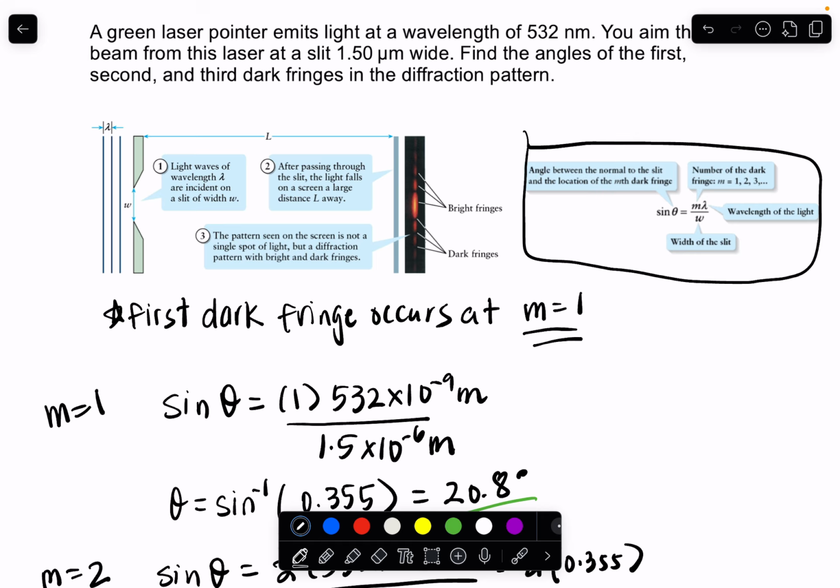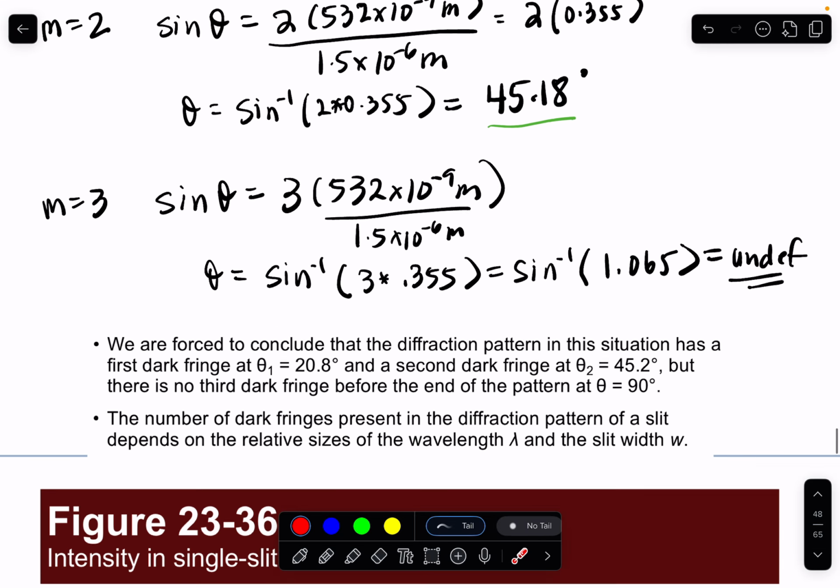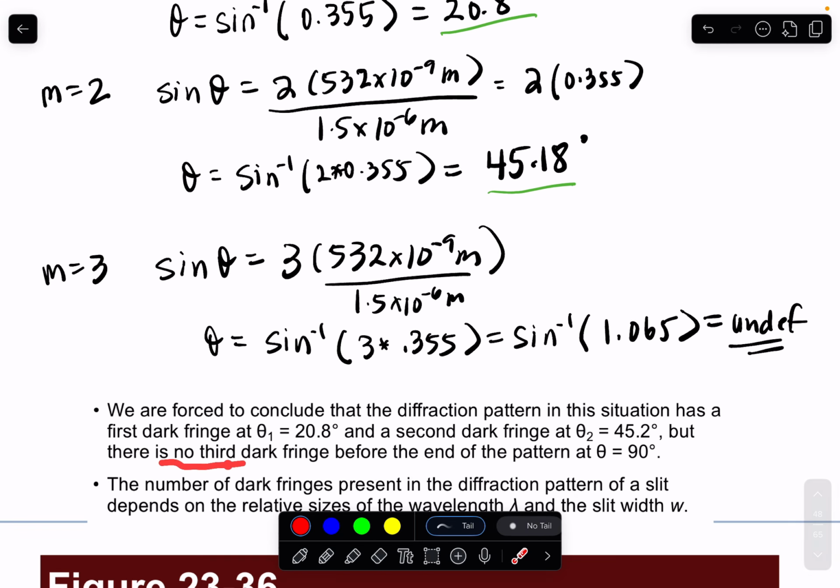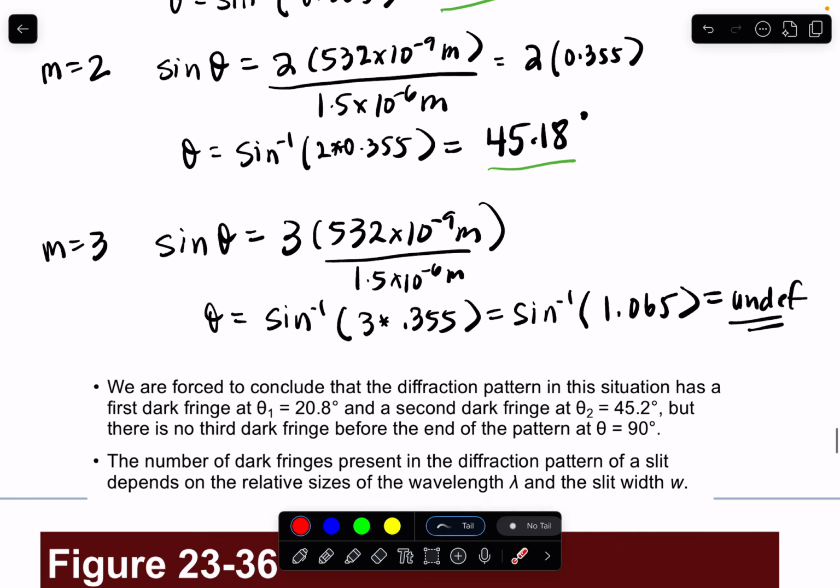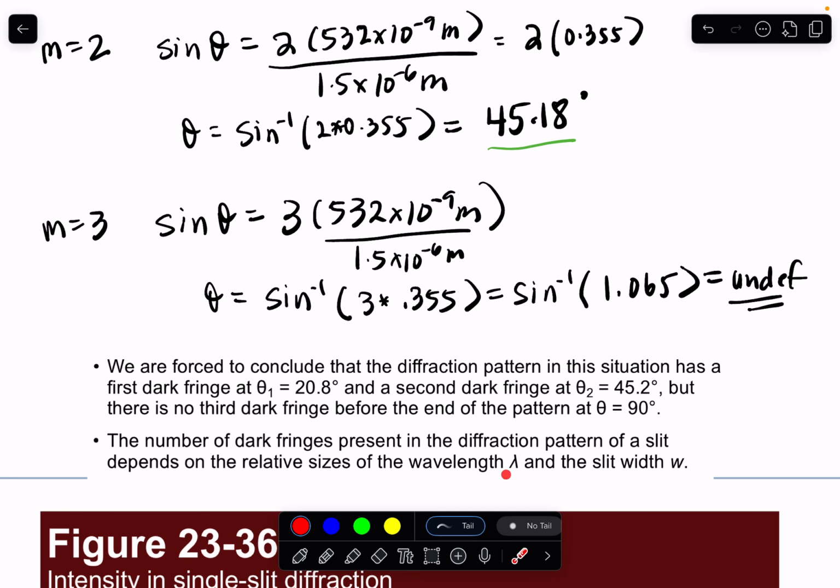The width that we chose in comparison to the wavelength is stretching out the diffraction pattern, and so we don't get the third dark fringe. The third one is going to be off the screen somewhere, okay? That's what that means. So with the width chosen and the wavelength, there is no dark fringe before the end of the pattern. And that has to do with the relative size of the single slit and lambda.